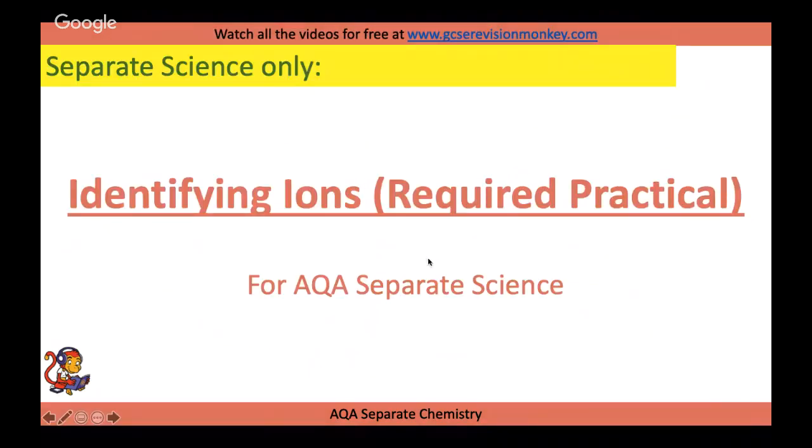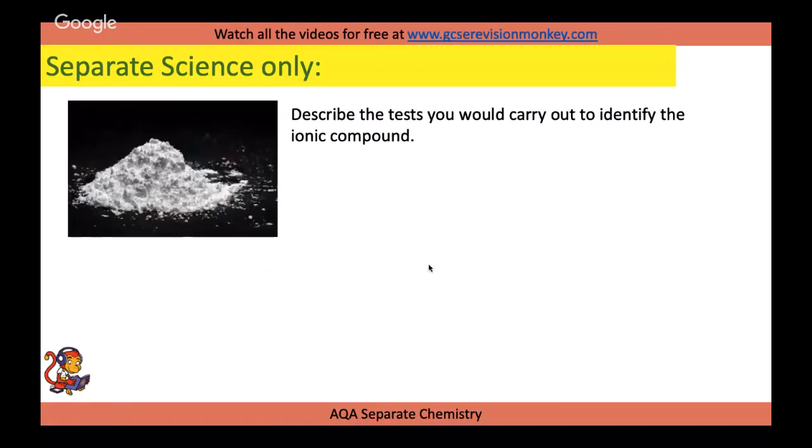So identifying ions is the required practical. This is the bit that nobody finds easy. There is a lot of different practicals to remember for this. So why do we do it? Well, let's have a look at this compound here. This could be absolutely anything.